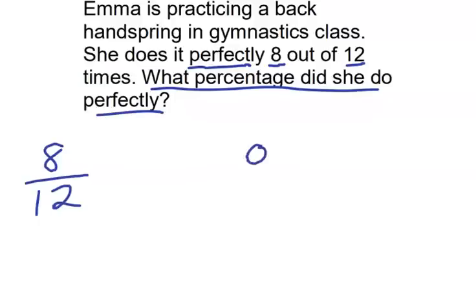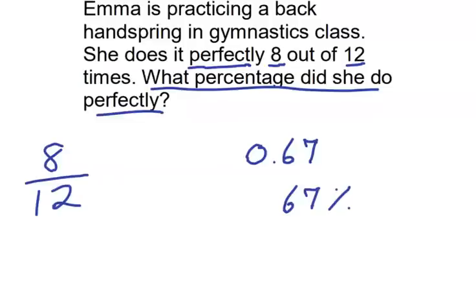So 0.6 forever. So if that was the case, we can actually just make it 0.67, because if we round it, the next number is going to be 6, which is 5 or above, which would make it 67%.